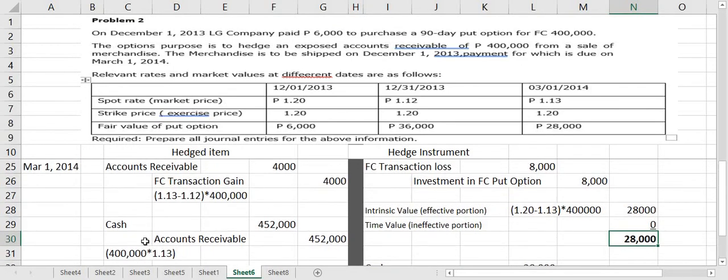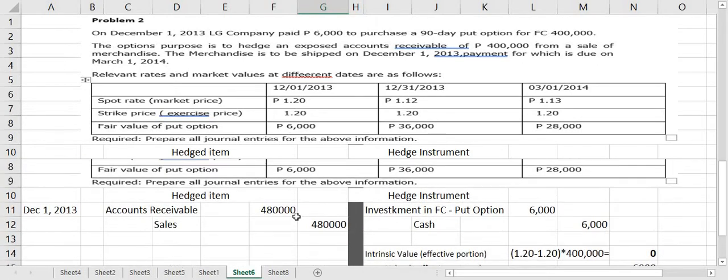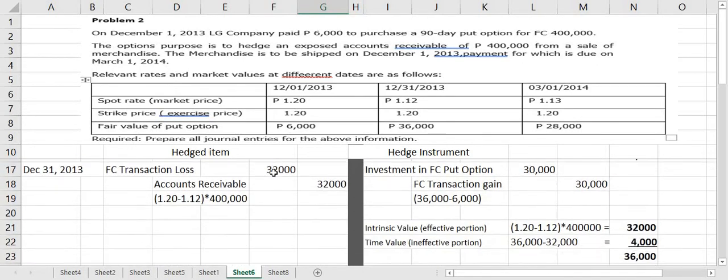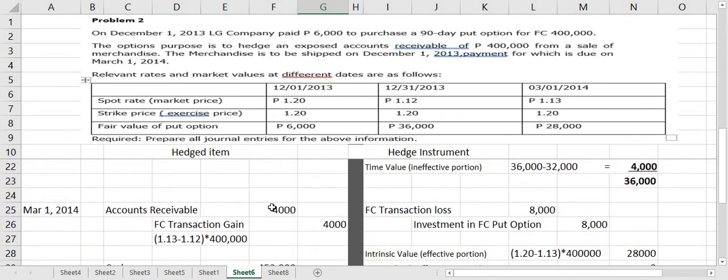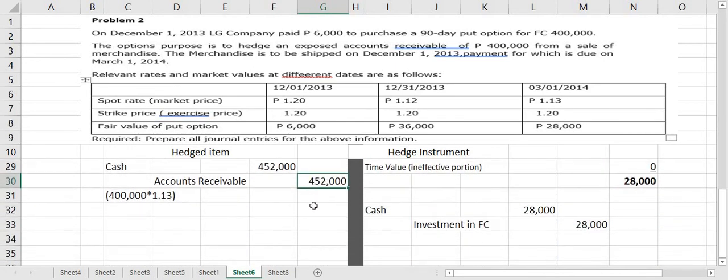For the hedged item, we debit cash and credit accounts receivable to settle the receivable upon payment of our customer. That's 452,000 as the remaining balance of our accounts receivable. That's 480,000 less 32,000 plus the 4,000. So we have a remaining balance of 452,000.